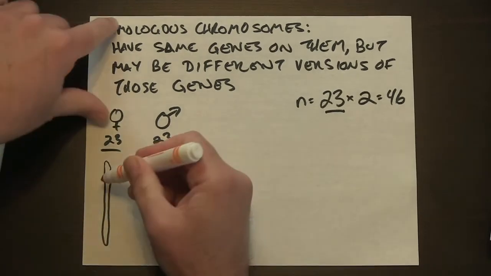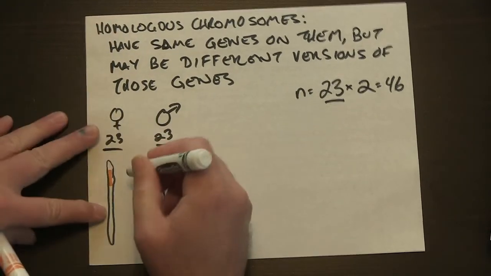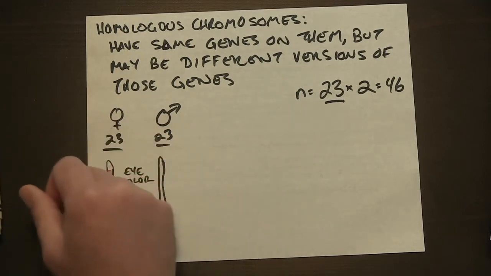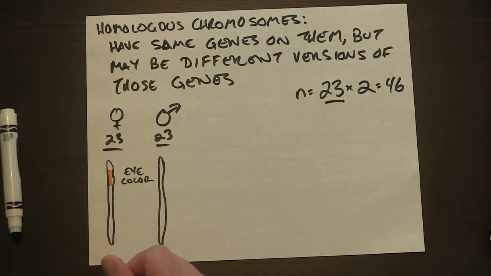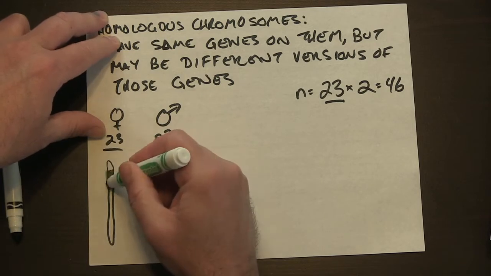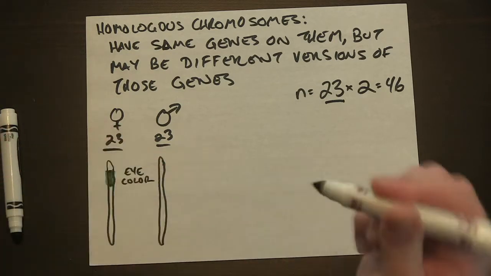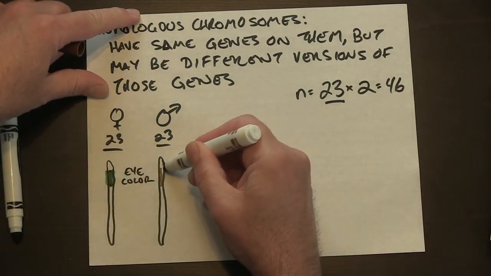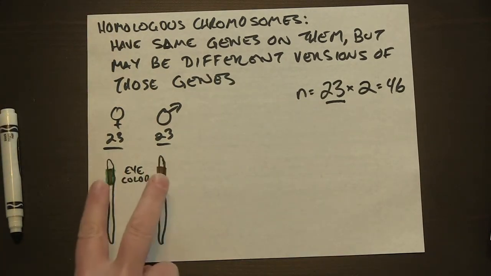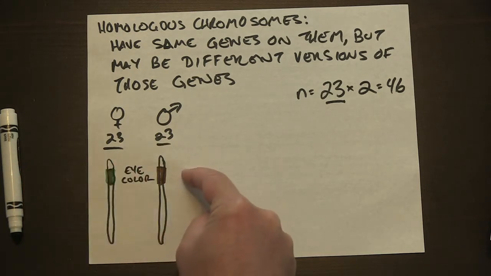The one you get from your mom, let's say that this is the gene for, say, eye color. Maybe I shouldn't have picked orange, because orange isn't really an eye color. Let's say that you get the gene from your mom that says that you should have green eyes, and the gene from your dad says that you're going to have brown eyes. So they're essentially the same gene on different chromosomes, but one version would encode for green eyes and one is going to encode for brown eyes. Okay.